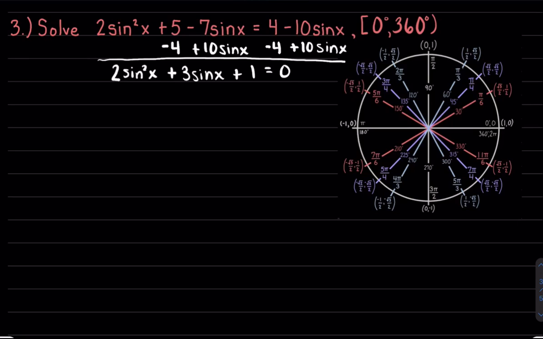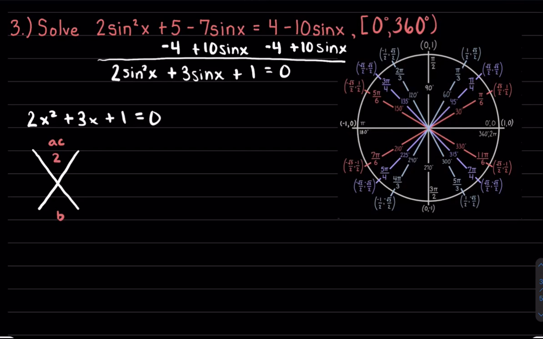If I were to replace everything with an x here, everywhere I see a sine, 2x squared plus 3x plus 1 equals 0. Let's try to factor this and solve. Well, when I factor where a does not equal 1, I use what's called the x method. So I'm going to draw an x. And then what I do is I say my a times c up at the top and my b value at the bottom. 2 times 1 is 2.